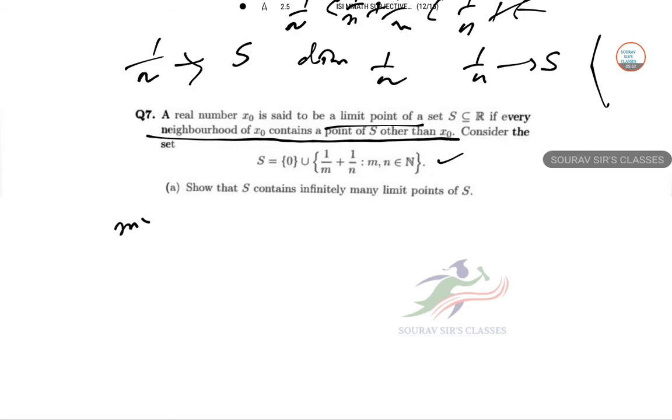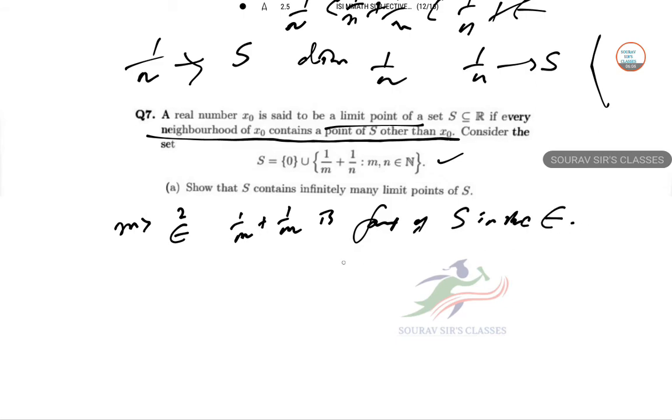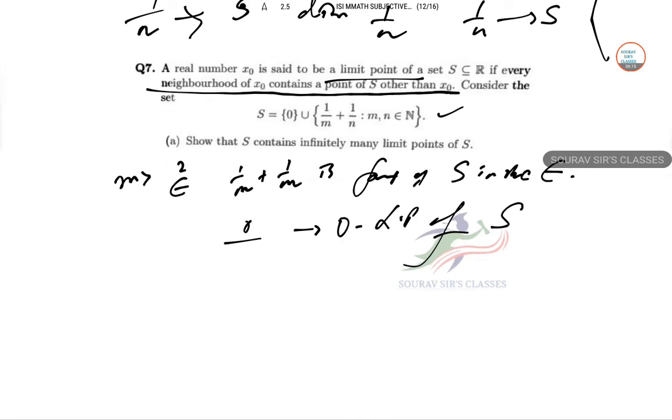So now if m is greater than 2 by epsilon, then 1 by n plus 1 by m is a point of S in the neighborhood of 0. Now 0 is a limit point of S. So we have proved the first part now, that 0 union 1 by n, for n greater than or equal to 1, are the limit points of S.